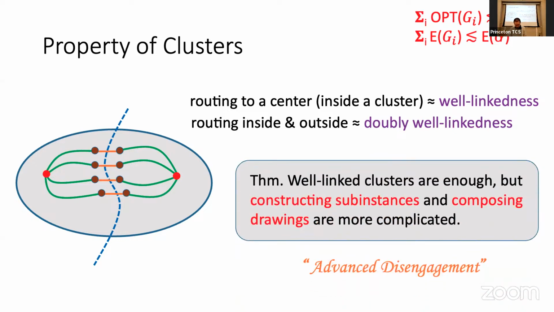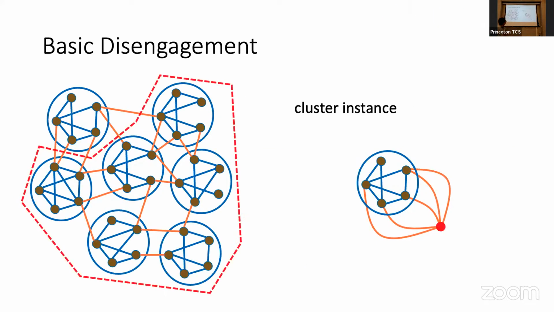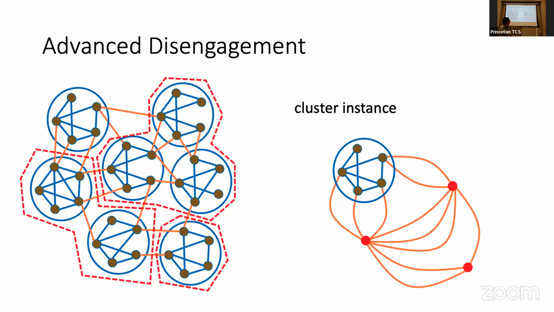Another technical part shows that well-linkedness is still enough, but it comes at a cost. The cost is that the basic disengagement now needs to be much more complicated. Specifically, the basic disengagement for every cluster can be viewed as contracting the outside world into one vertex. But now we may have to decompose the outside world further into different parts, and this is the instance that we recurse on.